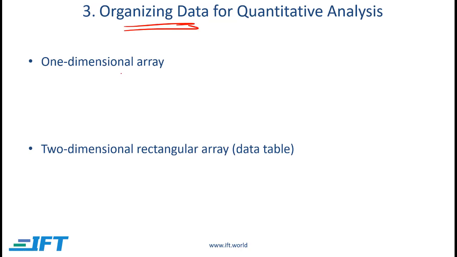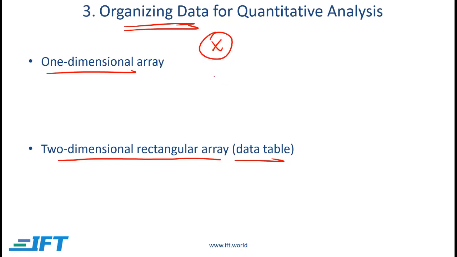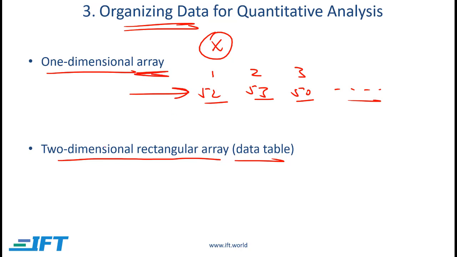Broadly speaking, data can be organized either as a one-dimensional array or a two-dimensional rectangular array or a data table. So we might have raw data related to the closing price of a given stock. We might say that for stock X, the closing price on day 1 was 52, then on day 2 it was 53, day 3 it was 50, and so on. So this is a one-dimensional array where we have effectively one row of data or one column of data. This is an array.